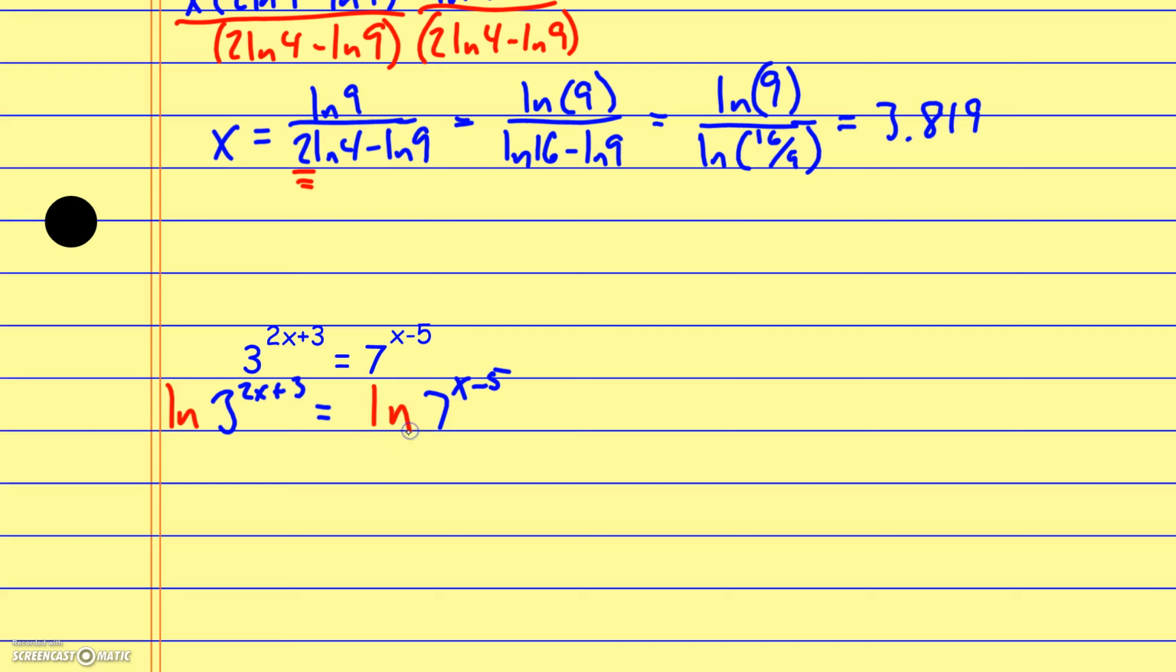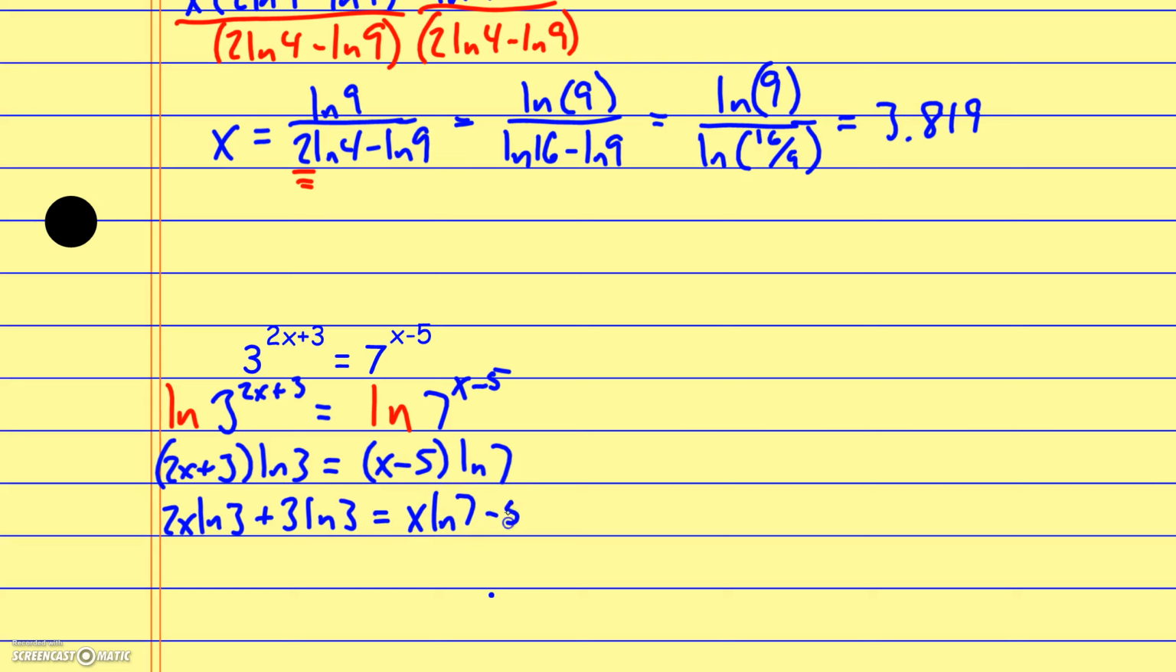So I take the natural log of each side, so I ln. And then from here, I can bring the exponent down. So I get the 2x plus 3 times the natural log of 3. Over here, I can bring the exponent down. The x minus 5 times the natural log of 7. Now I use my distributive property. So here I distribute. That's a 2x natural log of 3 plus 3 natural log of 3. Over here, I have x natural log of 7 minus 5 natural log of 7.